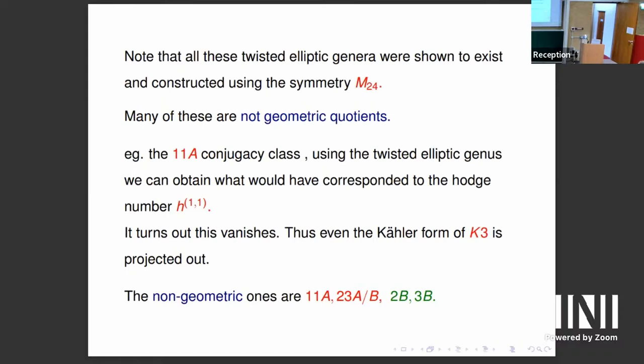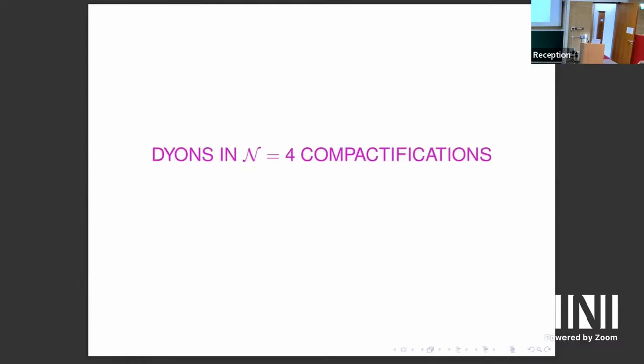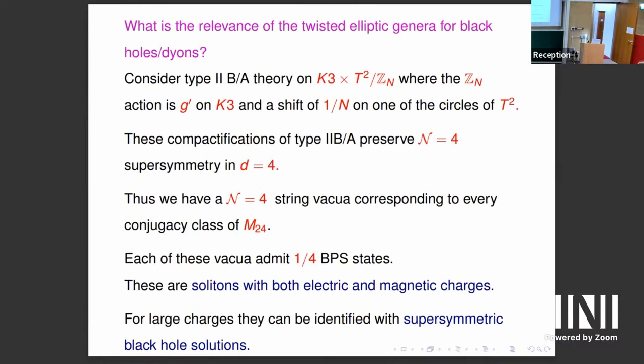So now, given the twisted elliptic genus, how does one construct the dyons? I mean, how can you construct that generating function for dyons? What is the relevance of that? Again, as I said, we look at type IIB on K3 cross T2, where Z_n is the action on K3, and a 1/n shift on the T2, one of the circles, and these compactifications all preserve N=4. So they all have N=4 vacua, at least the geometric ones are clear. And for every conjugacy class, in principle, even if you include all the ones which Matthias's group has constructed, you have some particular vacua for M24.